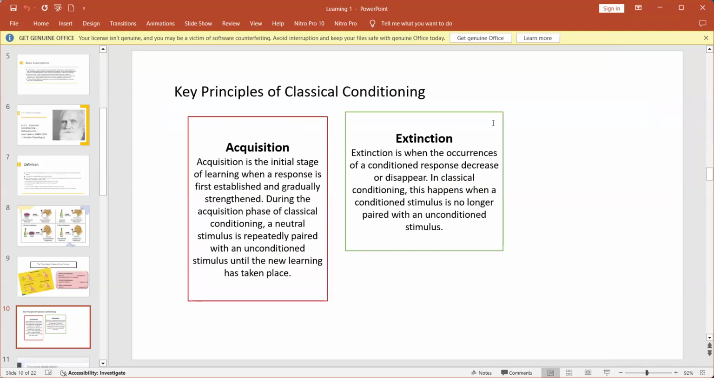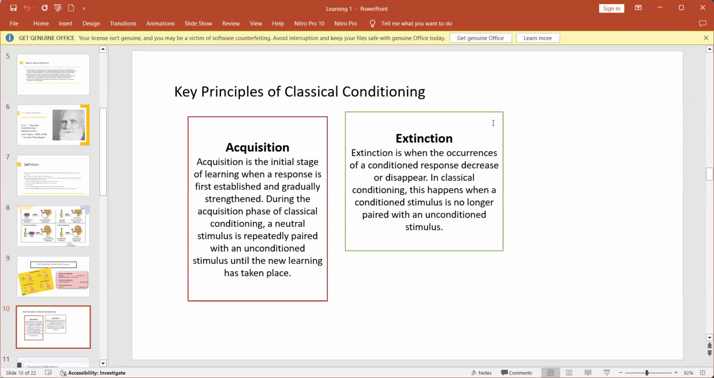And extinction: once the new learning, the conditioned stimulus and response, is formed, there is a possibility of gradual decrease and disappearance of the newly formed learning. That is termed as extinction. For example, the dogs learn to salivate to the sound of the bell. Initially, it was neutral and it was associated with the unconditioned stimulus, the food platter.